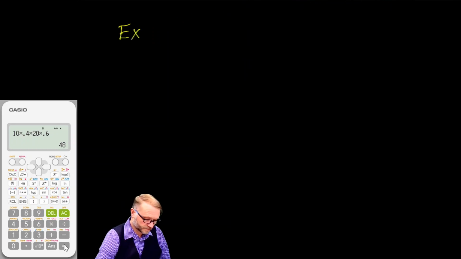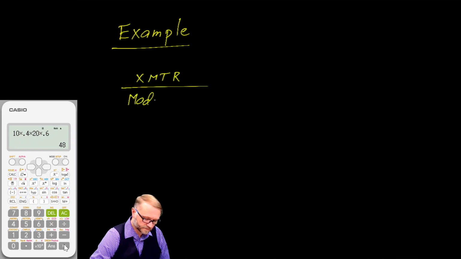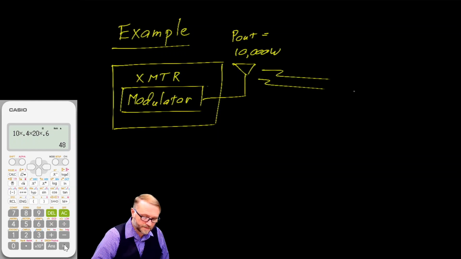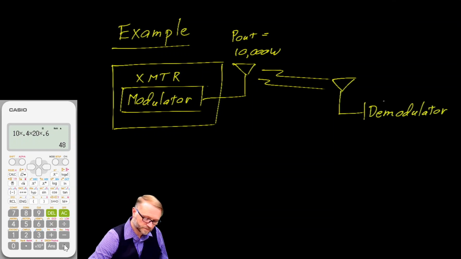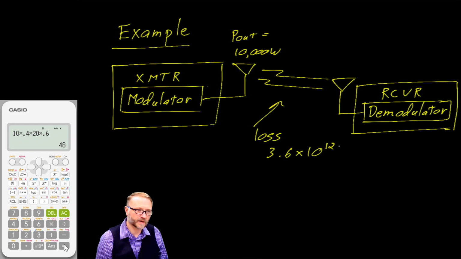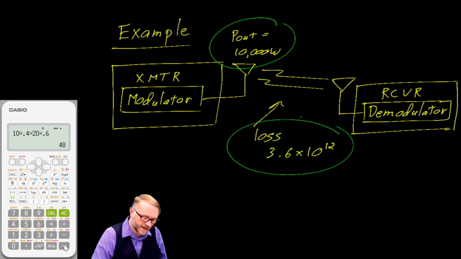Here's another example. This time we have a transmitter. Like all transmitters, it has a modulator. And we'll let this particular transmitter have a power output of 10,000 watts. That signal goes over the air to a receiving antenna. The receiver has a demodulator. For this example, the loss is given as 3.6 times 10 to the 12th power. We're told the output power, and we're told the loss. So the thing we must be looking for is what is the receive power.